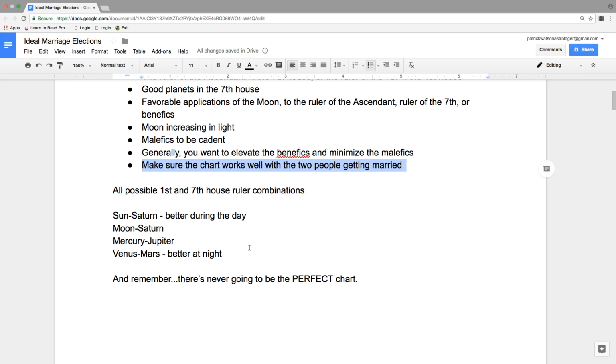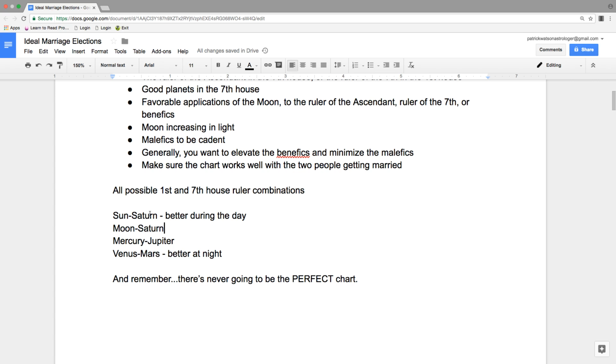What's kind of interesting to think about is the fact that there are actually only 4 possible 1st and 7th house ruler combinations. If Leo or Aquarius are rising, then the 1st and 7th rulers will be Sun, Saturn. If Capricorn or Cancer is rising for your wedding electional, then the rulers will be Moon and Saturn. If Gemini, Virgo, Sagittarius, or Pisces are rising, then Mercury and Jupiter will be the 1st and 7th house rulers. And then if you have Aries, Taurus, Libra, or Scorpio rising for an electional chart, then Venus and Mars will be your 1st and 7th house rulers.